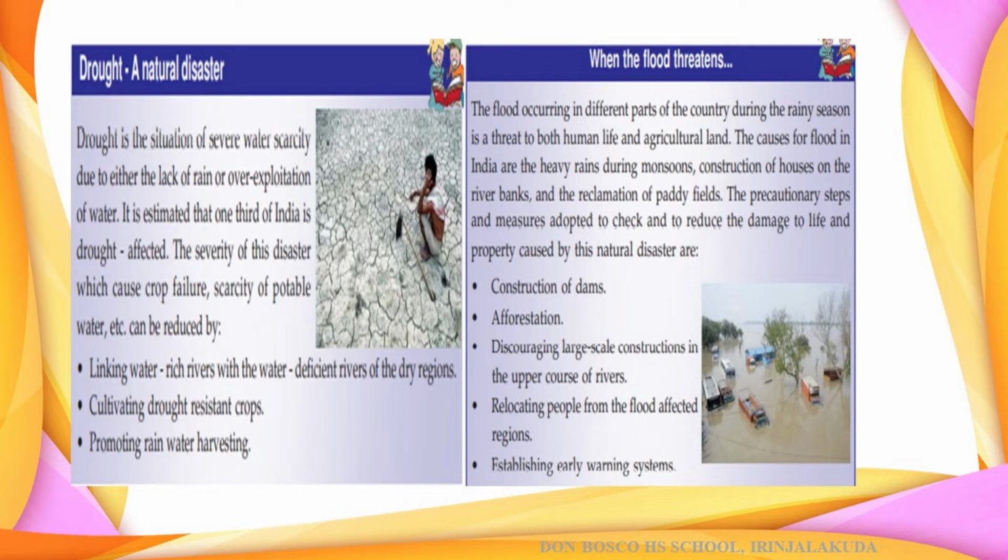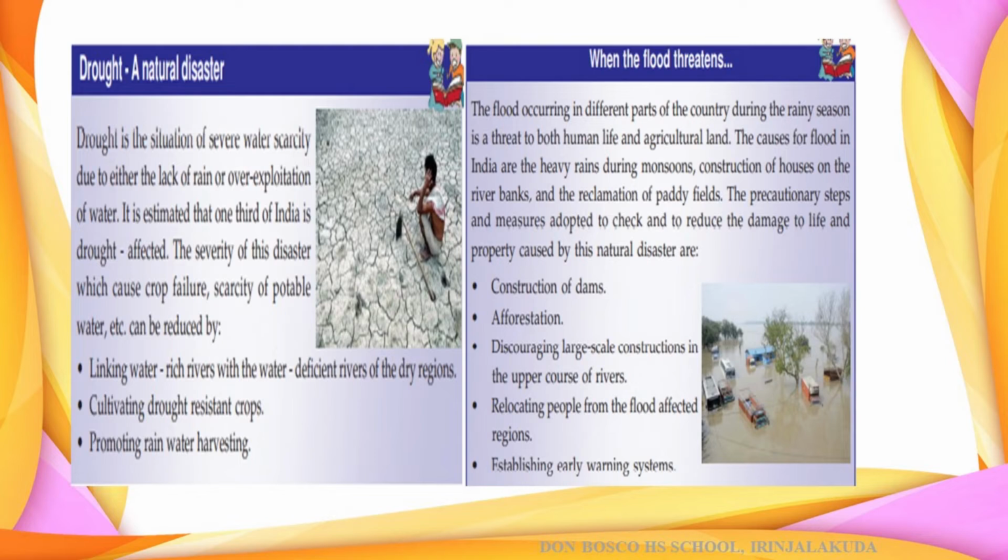In the next slide, we see when the flood threatens. Usually, we face this issue during the rainy season, and it is a threat to human life as well as to agricultural land. Now, what is the reason for flood? The heavy rainfall during the monsoon period. A second reason is when we construct houses on the river banks. Third reason, when we level up the paddy fields. Due to these three reasons, flood can occur.